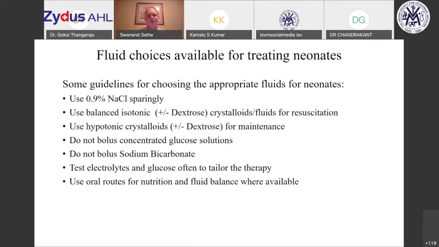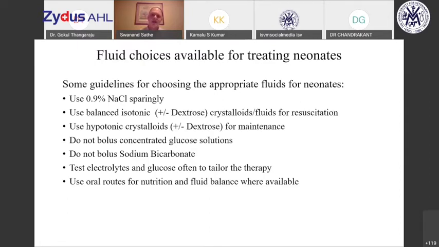Once you resuscitate this foal, you need to come up with a maintenance plan in order to keep this therapy going. For maintenance fluids, we generally use hypotonic crystalloids, not isotonic, with or without glucose. Never ever bolus concentrated glucose in foals. It raises the blood glucose up really high, and getting that hyperglycemia down can be a really long process. There is no benefit of bolusing foals with 10% or 50% glucose.